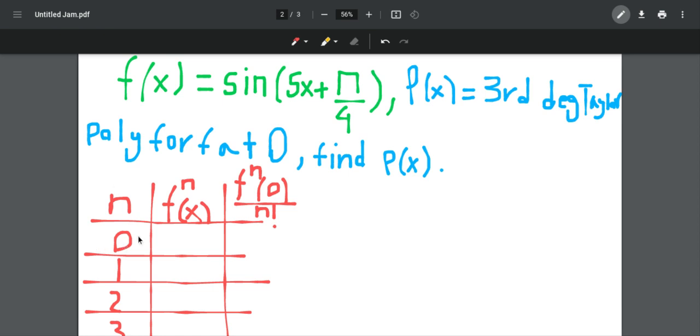Okay, so first of all, when n is equal to 0, the zeroth derivative of any function is just the original function. So for the first row, we just need to plug in the original function, which is sine of 5x plus pi over 4.